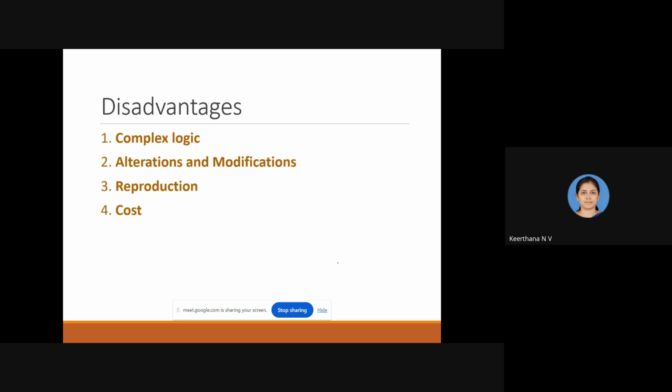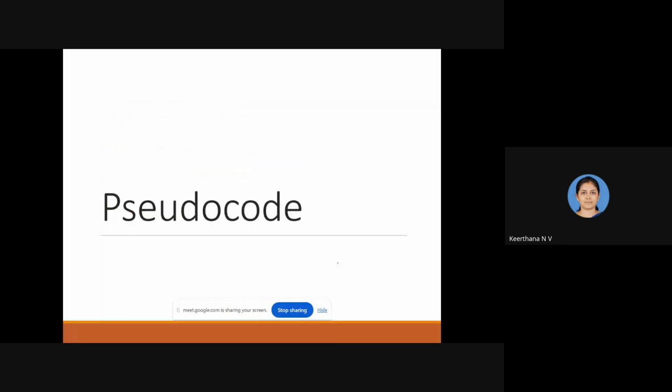If you have maintained a soft copy when drawing a flowchart, then it will be easy. If it is a hard copy, it is very difficult to modify the predefined flowchart. And if you want to reproduce the same flowchart, it will take time. So the cost of designing a flowchart is also higher compared to an algorithm. Pseudocode we will see in the afternoon session.